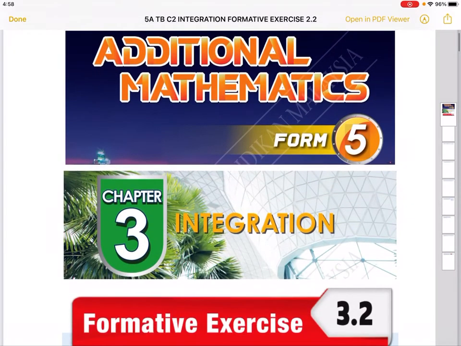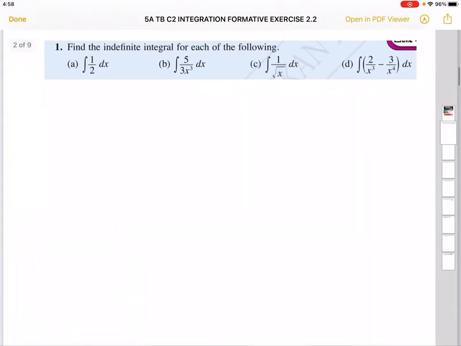Hi, this is Additional Mathematics Form 5, textbook chapter 3, formative exercise 3.2. Okay, so let's go straight to this. The first question, you're supposed to find the indefinite integral for each of the following. So you need to know and remember the techniques of integration. There are actually 5 of them.